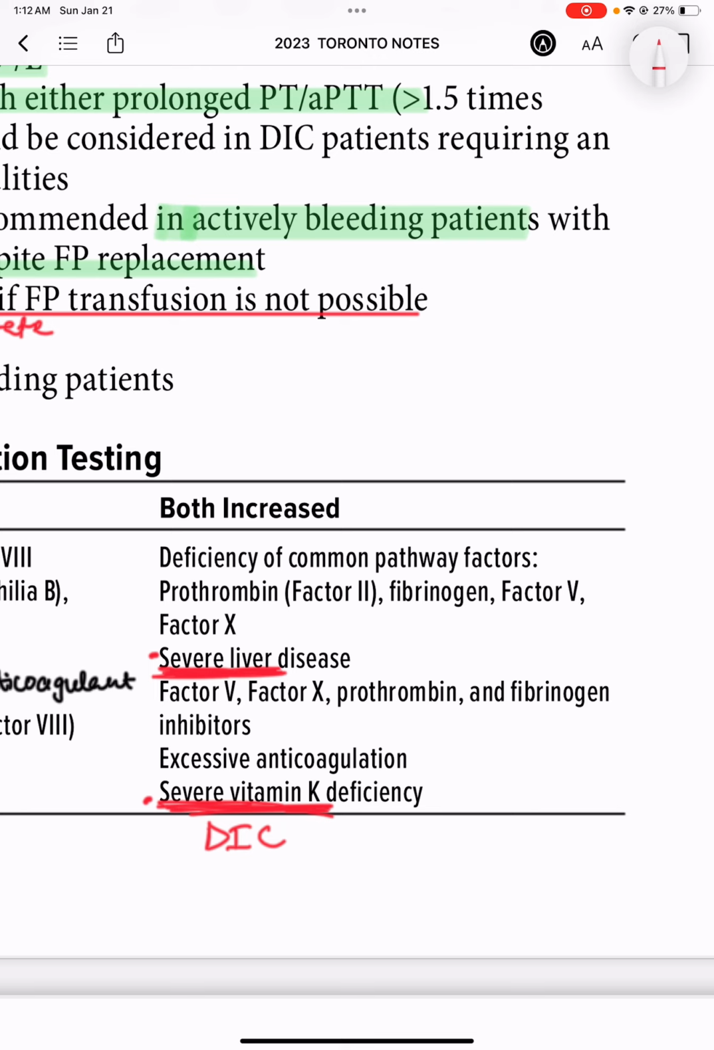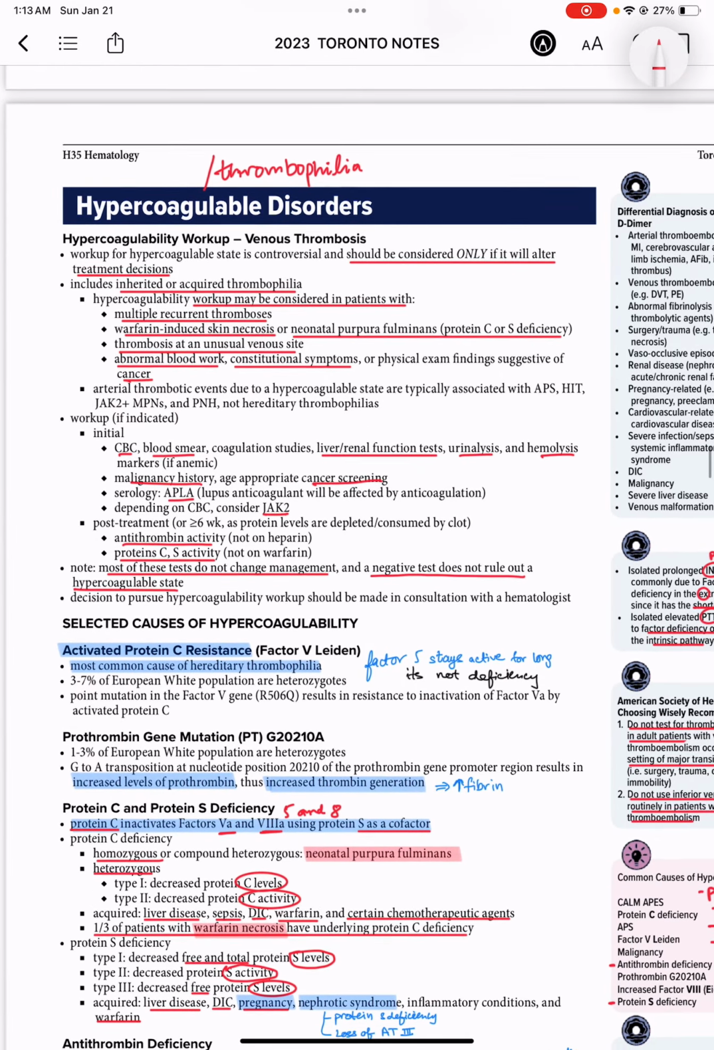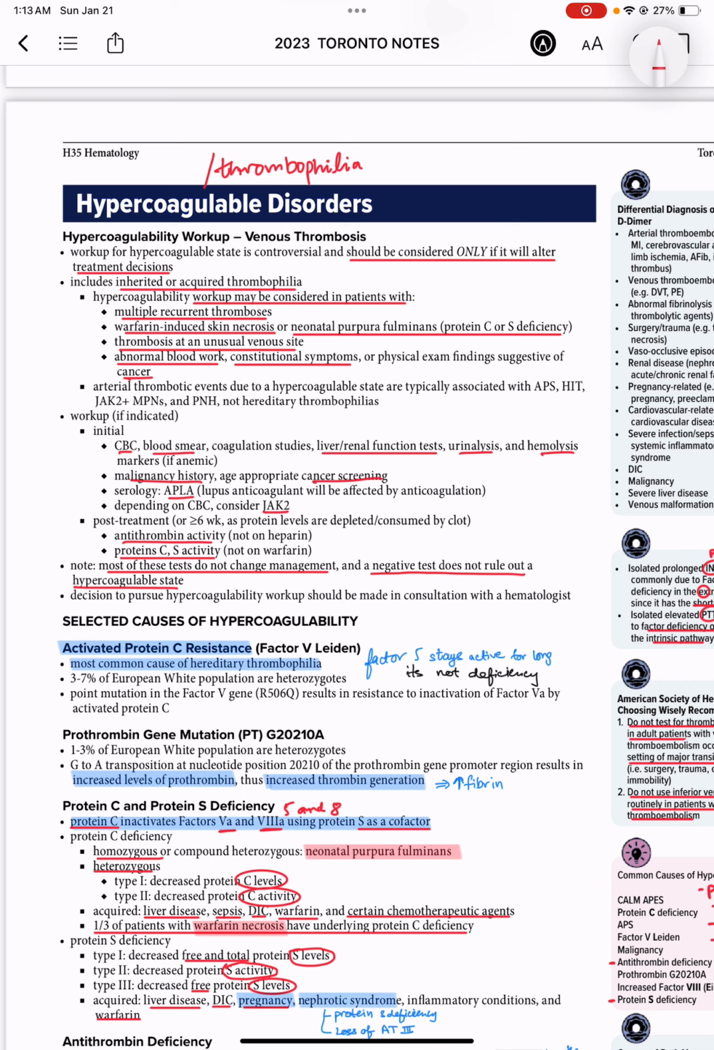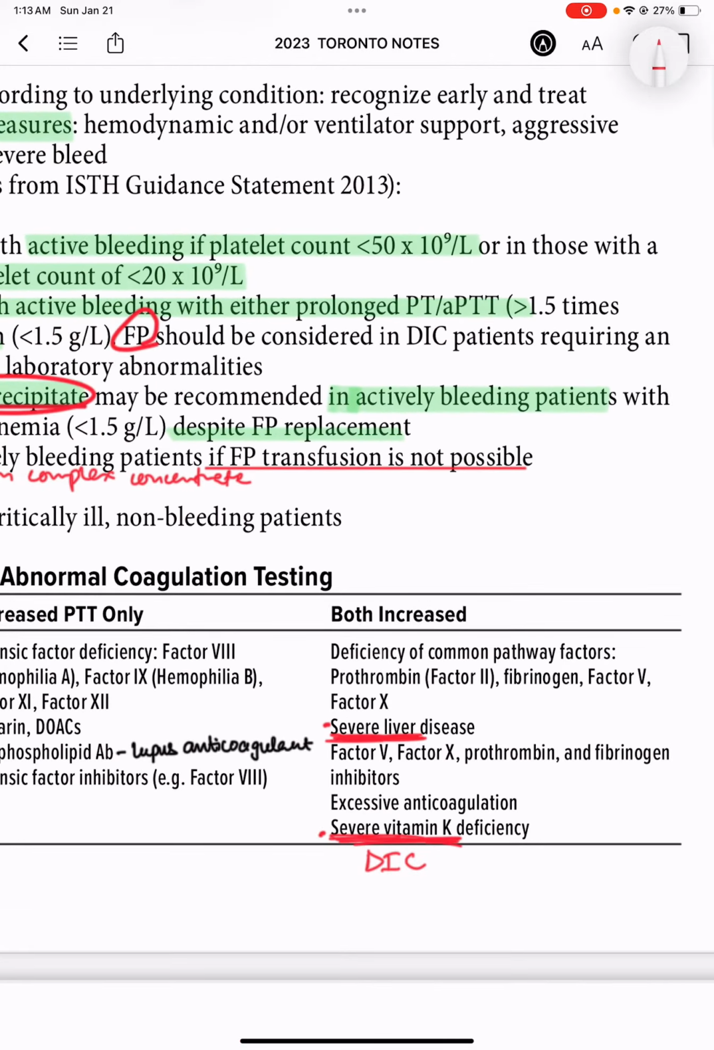And both are increased if the common pathway factors are deficient, like prothrombin, factor 2, fibrinogen is deficient, factor 5 is deficient, which is common, factor X is deficient. So both of them would be increasing. Now factor 5 deficiency would increase it. But if we say that, oh, we read about a disease which said factor 5 gene mutation, the factor 5 Leiden disease, right? So oh, that was a hypercoagulable state. Then how come in a hypercoagulable state there is PTT prolonged?